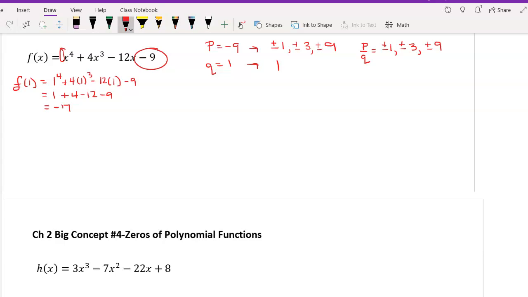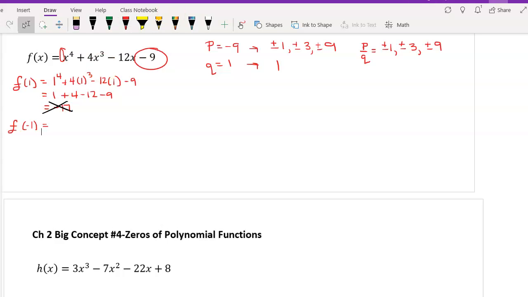All right, so we have to do that for every single one of these p's over q's. That's 6 different values we have to check. So we know that this one doesn't work. However, we're going to save us some time. So we have f of negative 1 next. So I'm going to go over here.